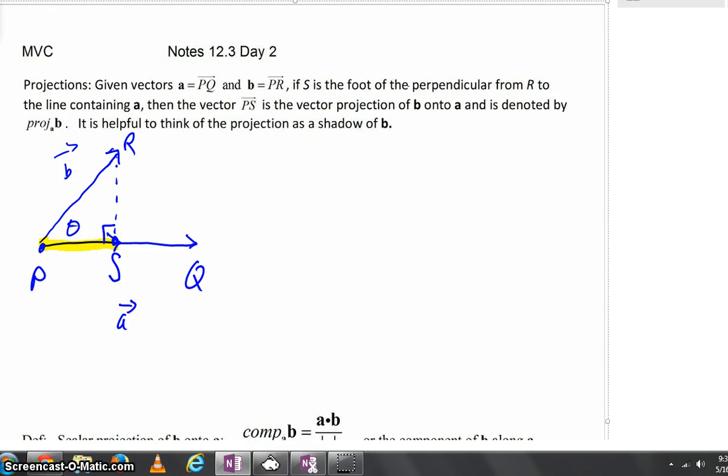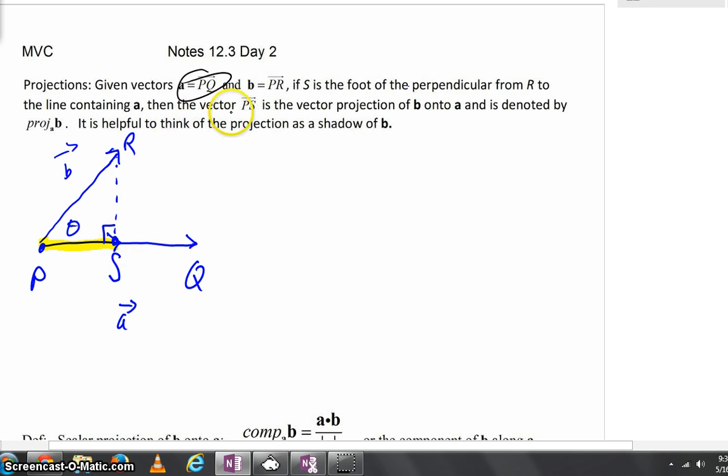Okay, lesson 12.3, day 2, we're going to be talking about something called vector projections. Let's say that you've got vector A, which is designated down below as vector PQ in this diagram, and also vector B, which would be vector PR, and there's an angle of theta in between. Let's call S the foot of the perpendicular from R to a line containing A. So go up to the head, the tip of the arrow, vector B, drop down a perpendicular onto A, and the point of contact we'll call S.